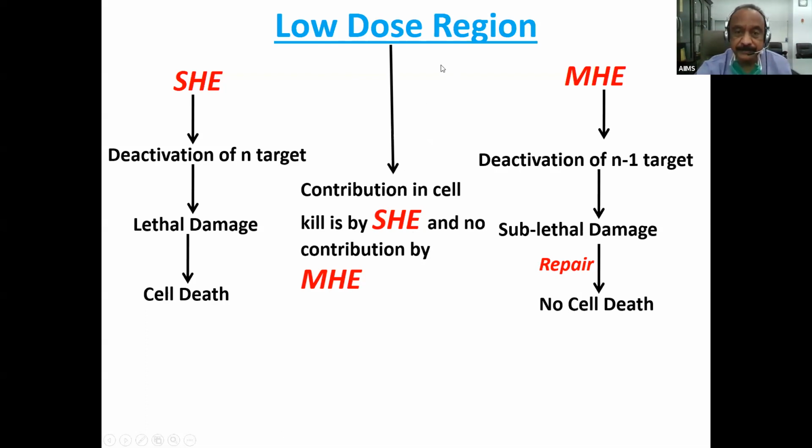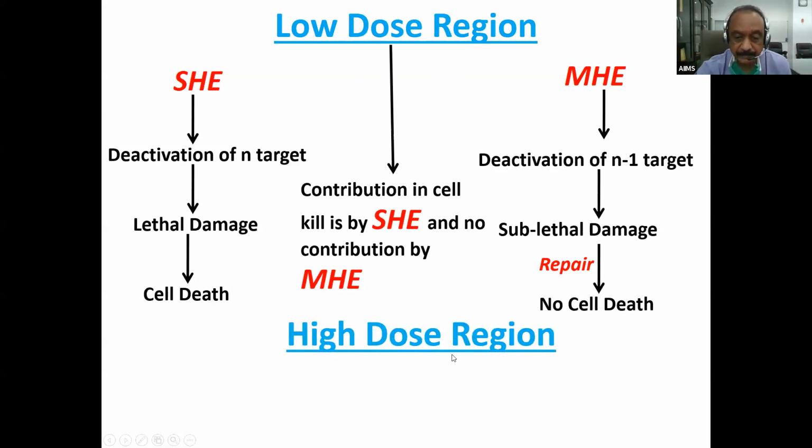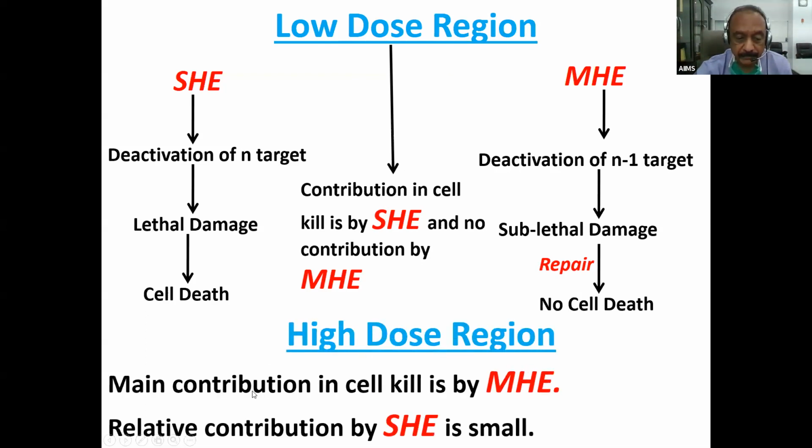As the dose increases, the contribution by multiple hit events also starts. And in a very high dose region, the main contribution to cell kill is by multiple hit events, and the relative contribution by single hit events is very small. So this is the basis of the multi-target model.